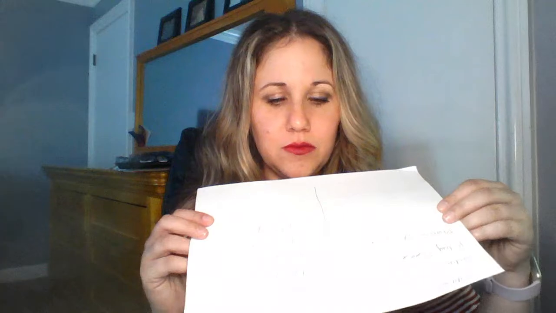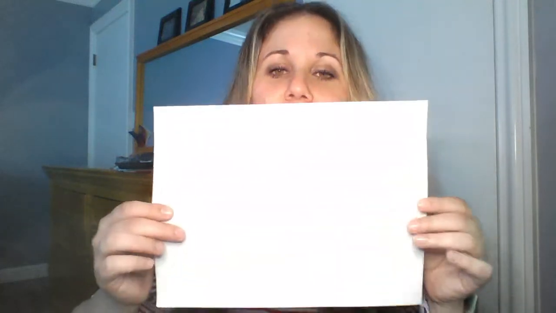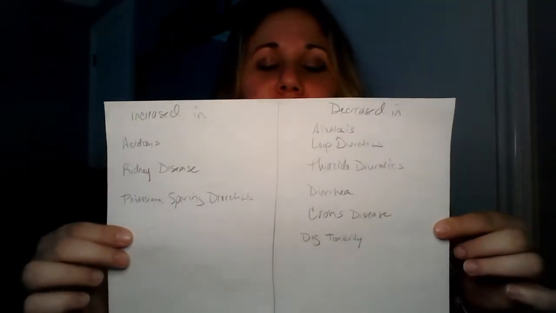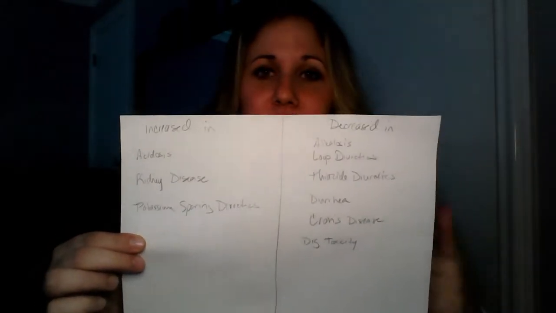I got you covered. What we're going to do is have you get either a blank sheet of paper or a 3x5 card, and on the front of the card you're going to put potassium, and then label the normals of potassium, which are 3.5 to 5. So you're going to put the normals on the front as well as the electrolyte or whatever is being measured. And then on the back side, you are going to put increased in and decreased in.